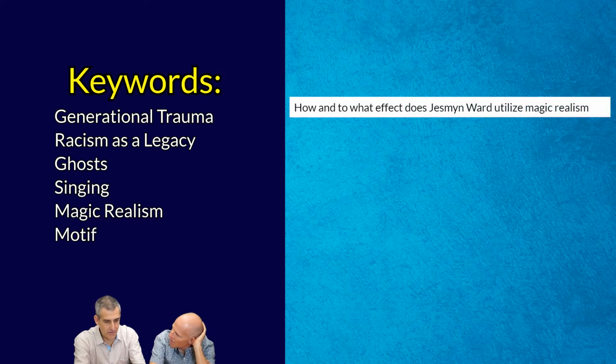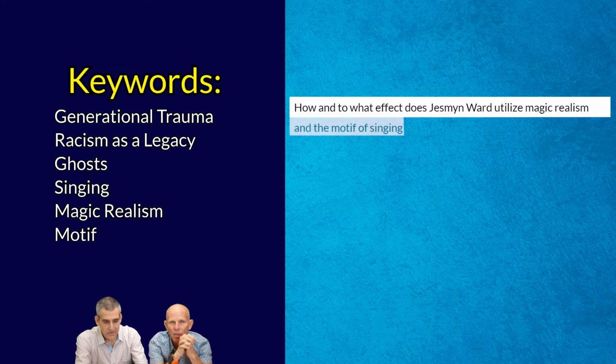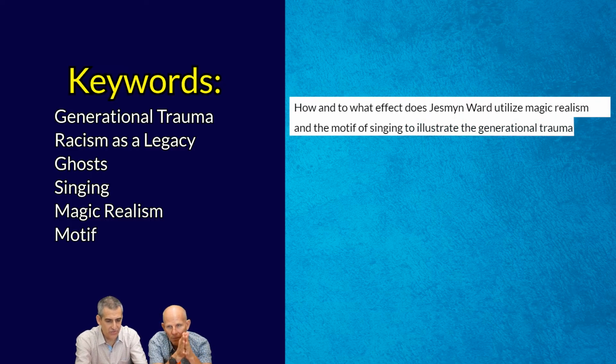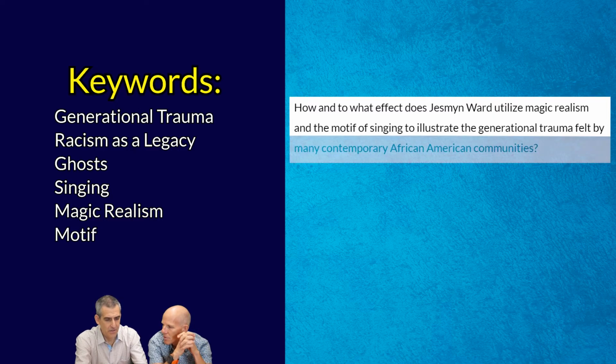All right. I like the singing and the motif of singing. They go together. They do, don't they? The ghosts are singing. So I think we can talk about both of those things. So magic realism and the motif of singing, to illustrate what? She illustrates the idea, well, to illustrate the generational trauma. Now I need to define. So, felt by many contemporary African American communities.